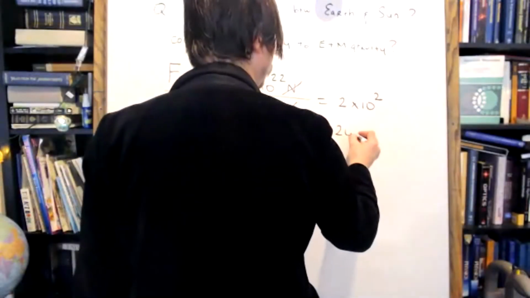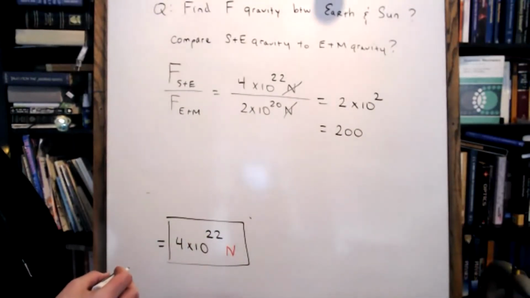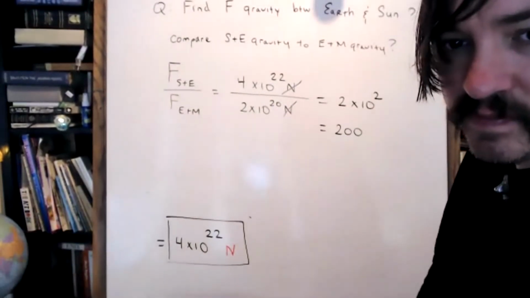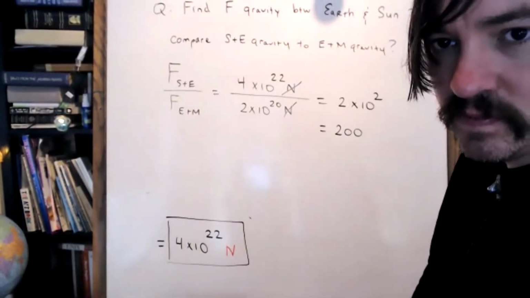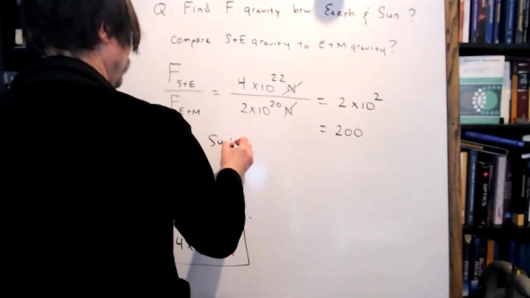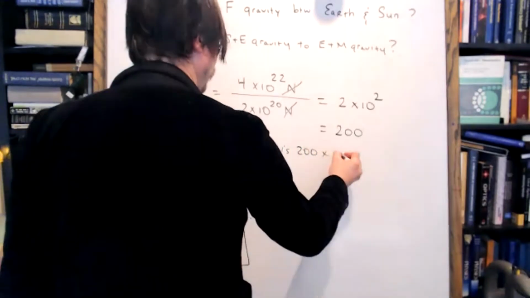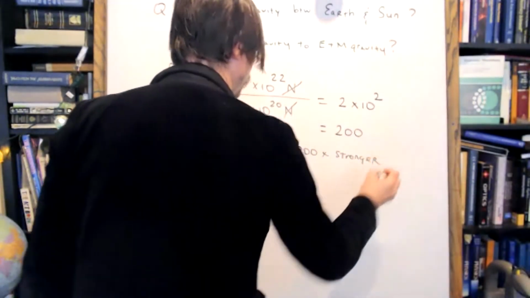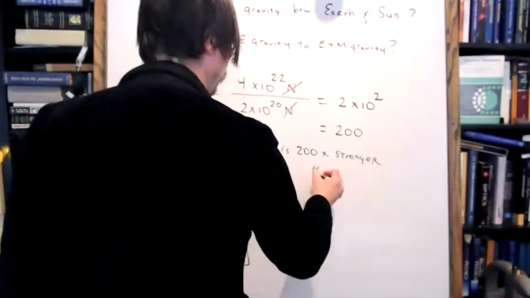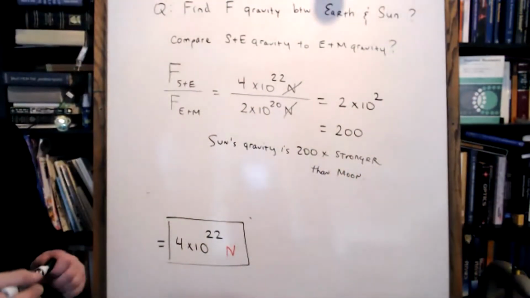What is the meaning of the 200? That I am not sure. Percent. It's not percent. Well, no, not really. Is it 200 times stronger? That's right. The sun's gravity on Earth is 200 times stronger than the moon's gravity. That's what that means.